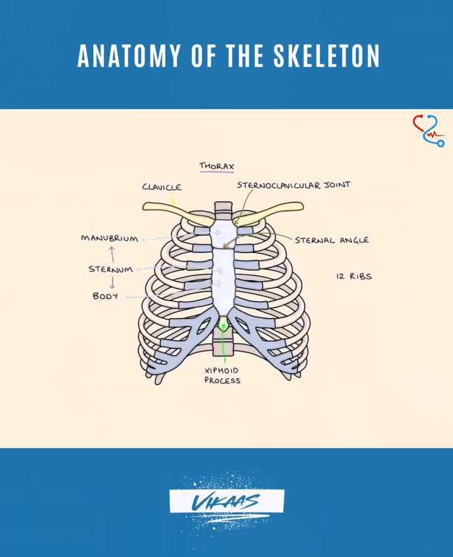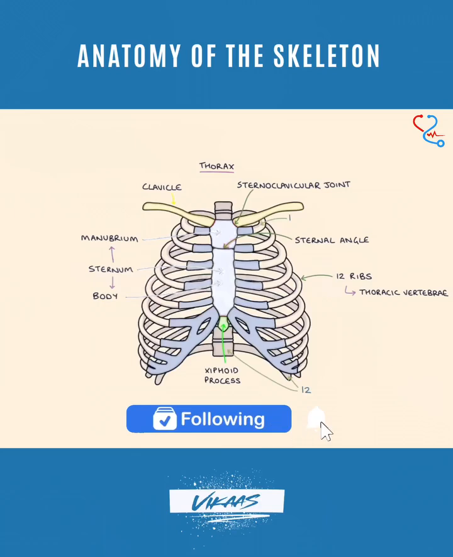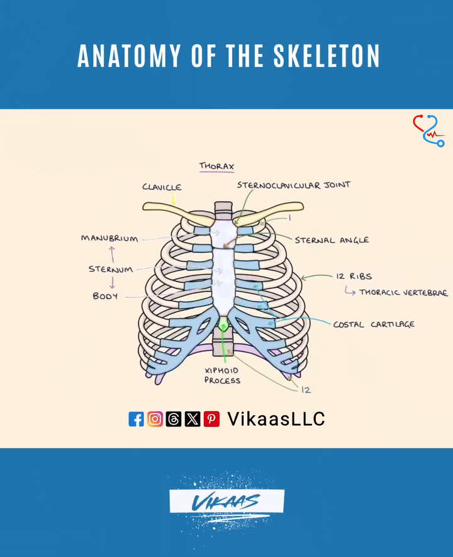There are 12 ribs, one for each thoracic vertebrae. The ribs are labeled 1 to 12, corresponding to the vertebra they attach to. The costal cartilages are what connect the ribs to the sternum. The 11th and the 12th ribs do not connect to costal cartilage or to the sternum, and they are called floating ribs.